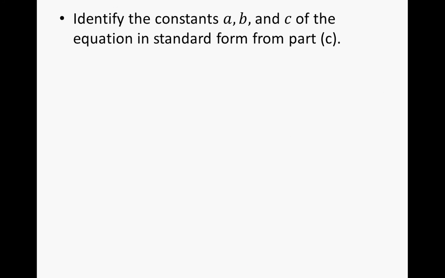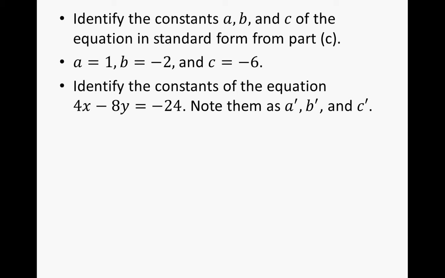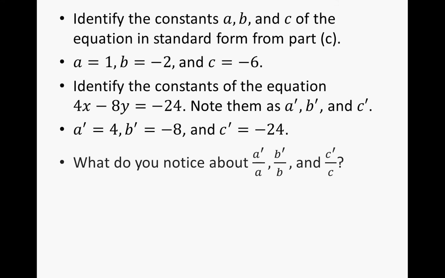So identify the constants a, b, and c of the equation in standard form from part C. Well, a is 1, b is negative 2, and c is negative 6. So identify the constants of the equation 4x minus 8y equals negative 24 and note them as a prime, b prime, and c prime. Well, a prime is 4, b prime is negative 8, and c prime is negative 24. So what do you notice about the relationship between a prime to a, b prime to b, and c prime to c?